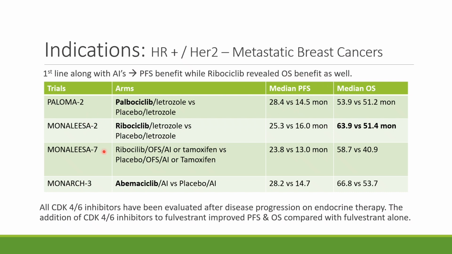These were the trials. PALOMA-2 investigated palbociclib, and MONALEESA-2 and MONALEESA-7 investigated ribociclib, and MONALEESA-2 also showed OS benefit, and MONARCH-3 investigated Abemaciclib. And one thing is that all CDK4/6 inhibitors have been evaluated after disease progression on endocrine therapy. The addition of CDK4/6 inhibitors to fulvestrant improved progression-free survival and overall survival compared with fulvestrant alone.